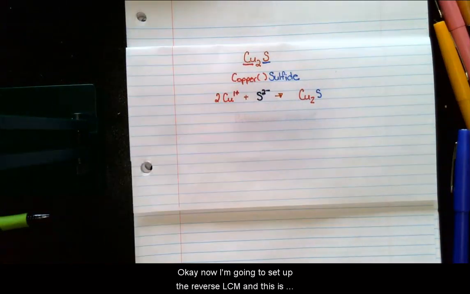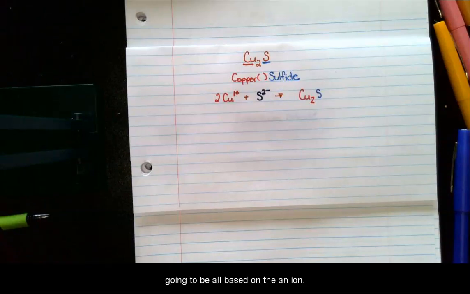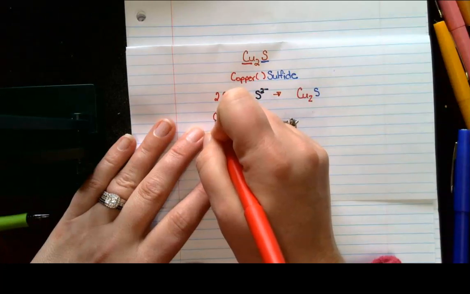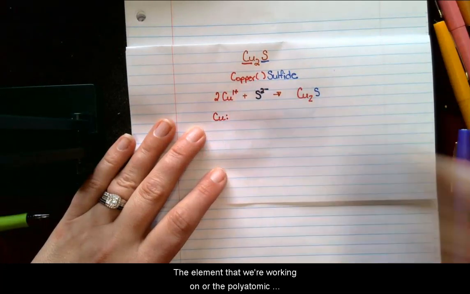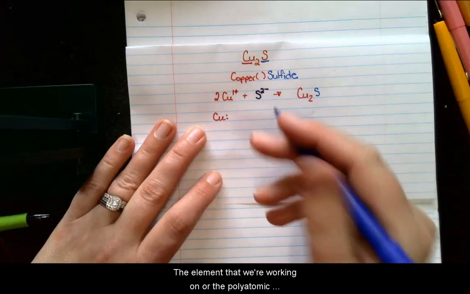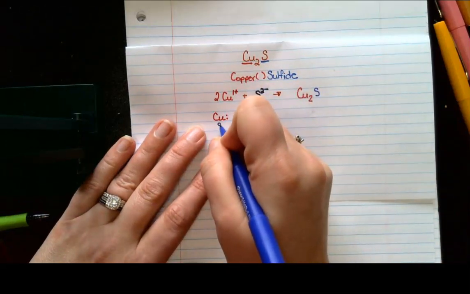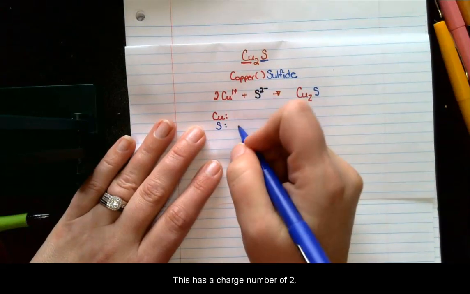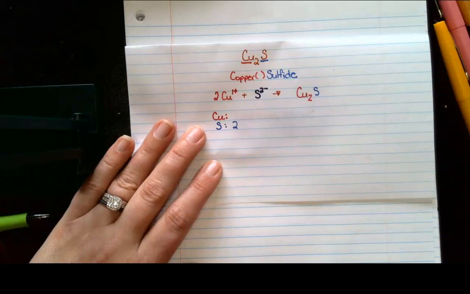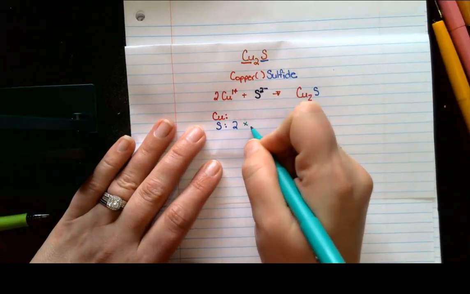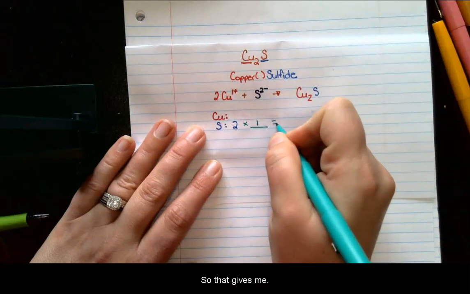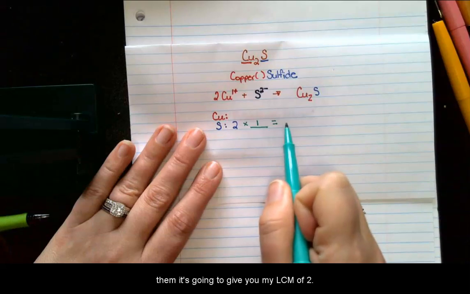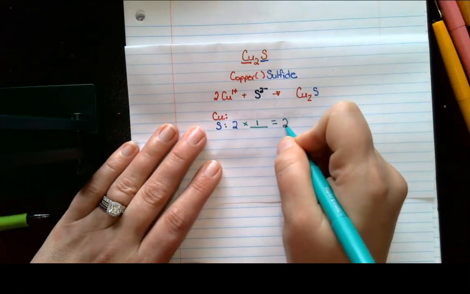Okay, now I'm going to set up the reverse LCM, and this is going to be all based on the anion. So with every LCM, you're just going to put the element that we're working on, or the polyatomic, or the compound out here. We're going to start with sulfur. So this has a charge number of 2, and there's 1 of them. This is written 1 time. So that gives me my charge number times my subscript, or the amount of them. It's going to give me my LCM of 2.